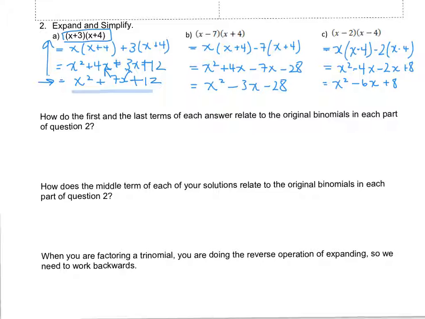Figure that out. Likewise, this minus 3x really is the sum of positive 4x and a minus 7x. How do we work that backwards? How do we know it's going to be a positive 4 and a minus 7?